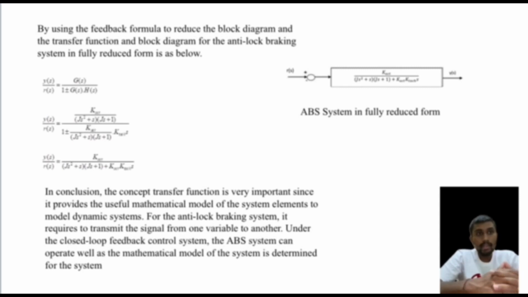So in conclusion, the concept of transfer function is very important since it provides a useful mathematical model of the system elements and models dynamic systems. The anti-lock braking system requires transmitting a signal from one variable to another. Under the closed loop feedback control system, the ABS system can operate well as the mathematical model of the system is determined.